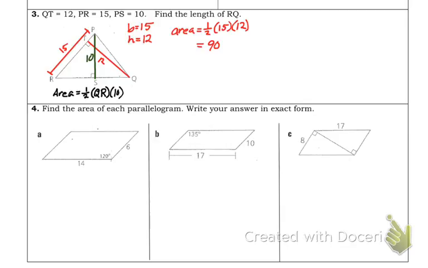Okay, so all you're going to do is take that 90. You're going to plug it into this equation where your base this time is QR and your height is 10. And you're going to be able to solve for QR. Alright, so you're going to have 90 equals half of QR times 10. Multiply both sides by 2, you have 180. Divide by 10, and you're going to see it's 18.